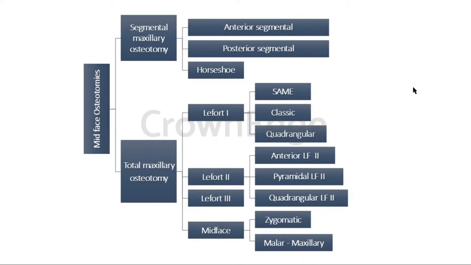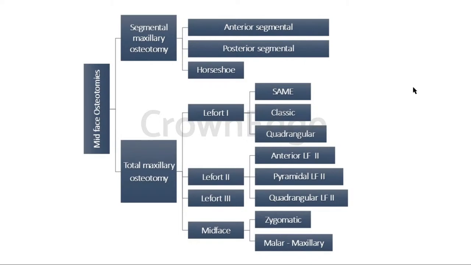So segmental maxillary osteotomy is divided into anterior segmental, posterior segmental and horseshoe. And total maxillary osteotomy is divided into four types: Lefort 1, Lefort 2, Lefort 3 and midface osteotomies. So these are the four types of osteotomies. And in Lefort 1, it can be SAME, surgically assisted maxillary expansion.